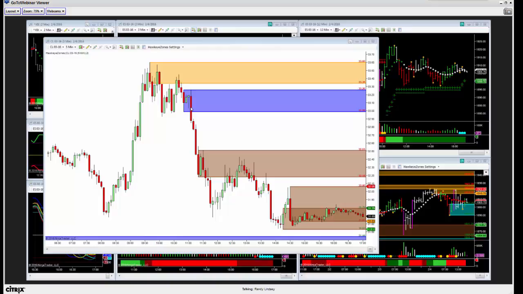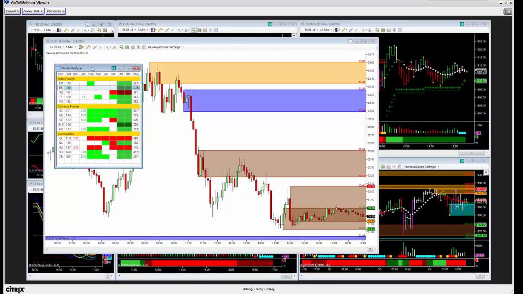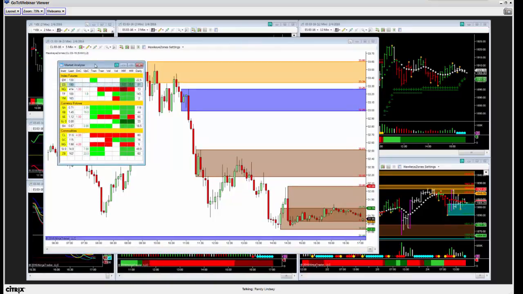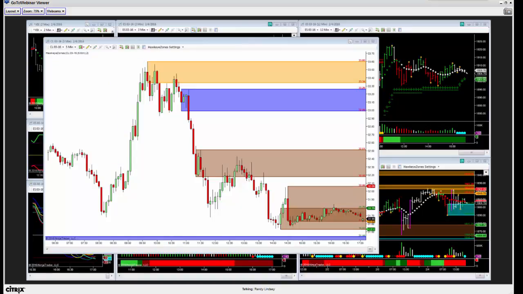No, the software does not scan the markets for you. You'll need to have some other software like Market Analyzer. NinjaTrader has a Market Analyzer tool that allows you to scan through and find software that meets your criteria. TradeStation has a radar screen that allows you to go through and scan the markets and find the trading opportunities. But the zones themselves are not a scanner, so they don't actually go through and scan for you.